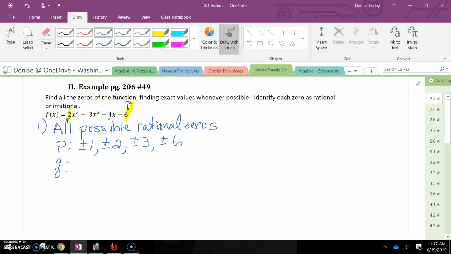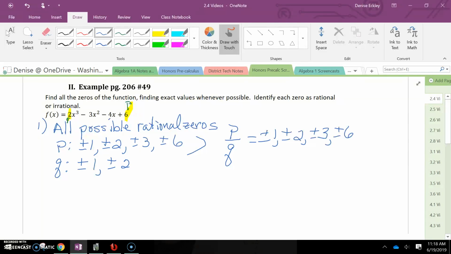So for q, we have 2 as the leading coefficient, so our q's are just going to be plus or minus 1, plus or minus 2, since it is a prime number. Then what we're going to do is find our possible rational zeros by taking those factors of p and dividing them by each factor of q. So starting with 1 for q, if I divide 1 into all of my p's, I get my p's back. So I'm going to list those. So plus or minus 1, plus or minus 2, plus or minus 3, and plus or minus 6.